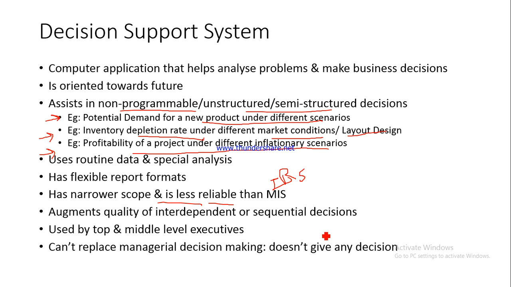Can't replace, however, please understand, this decision support system is helping you predict what might happen in the future, is helping you make decisions, but ultimately it cannot replace the managerial decision making. It does not give any decision, number one. It will only let you know what the possible scenarios are and what possible options you have in front of you. And the decision again has to be made by the manager. So the manager would be only presented with the possible scenarios and the possible alternative solutions. And then he has to decide which one he would want to go for.